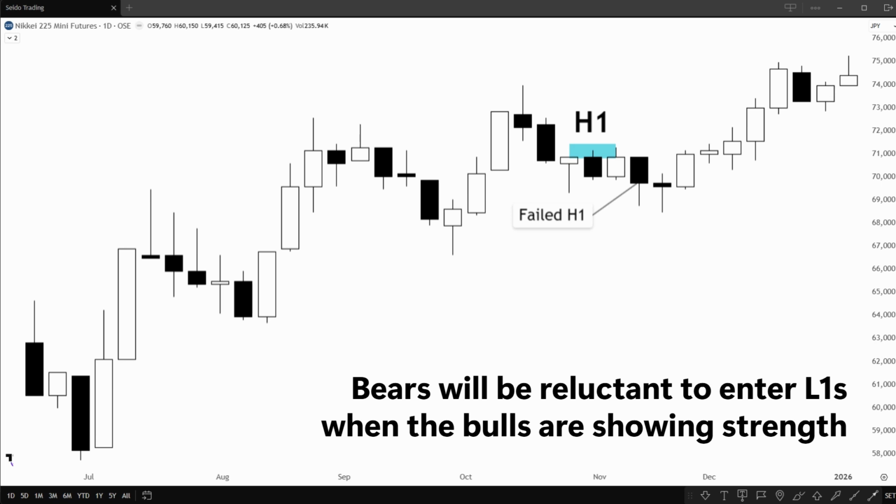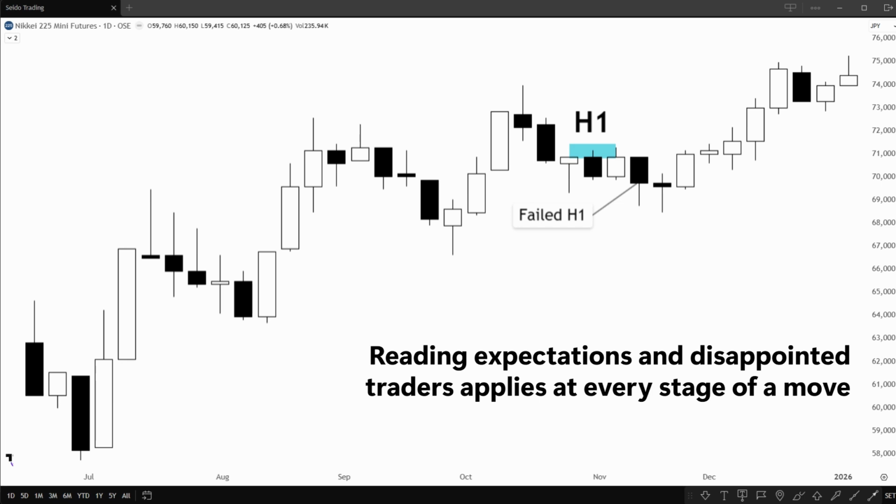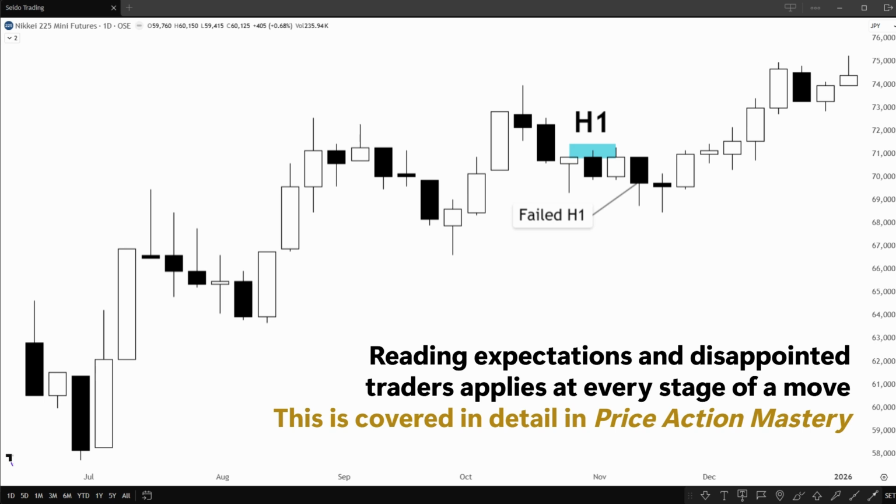This idea extends well beyond bar counting. Reading the expectations of market participants and what happens when those expectations turn into disappointment is a framework that applies at every stage of a move. At levels, in trends, through consolidation. The full treatment of this, including the concept of trapped traders, is covered in the mastery course in the lesson Trapped Traders and Failed Expectations.